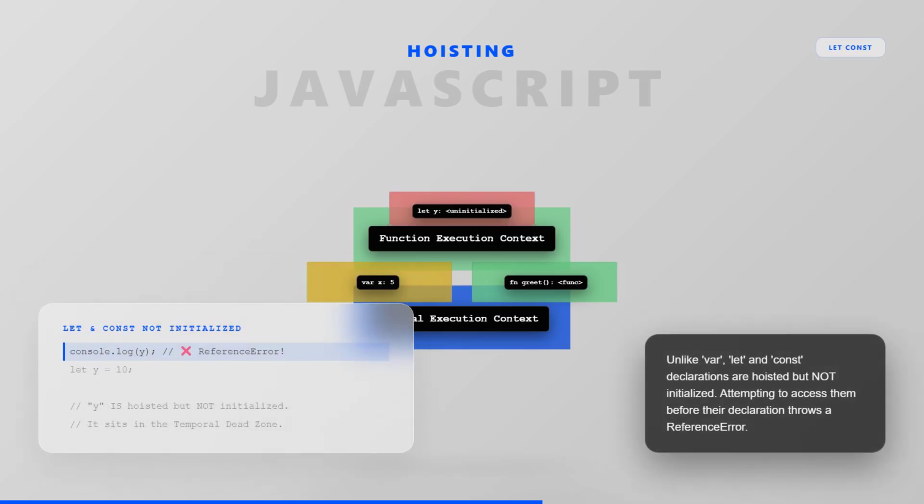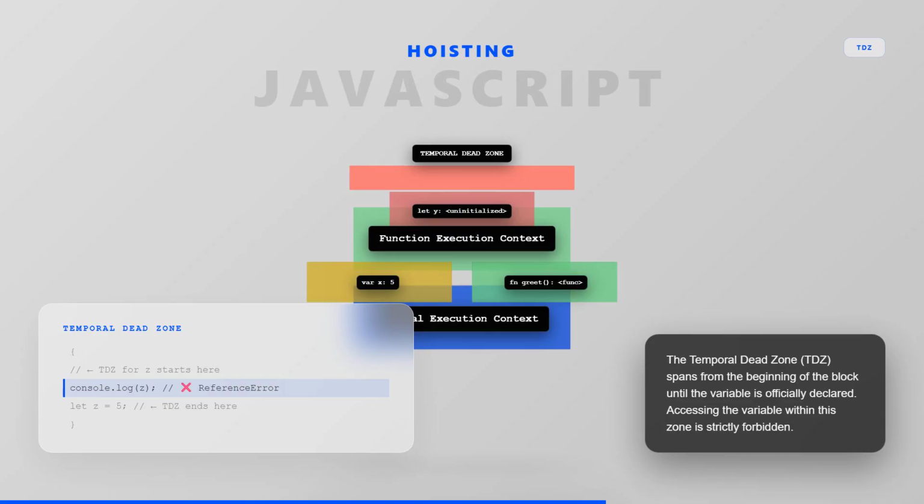Let and const are also technically hoisted, but they are not initialized. Accessing them before their declaration throws a reference error. This dead zone between hoisting and initialization is called the temporal dead zone.